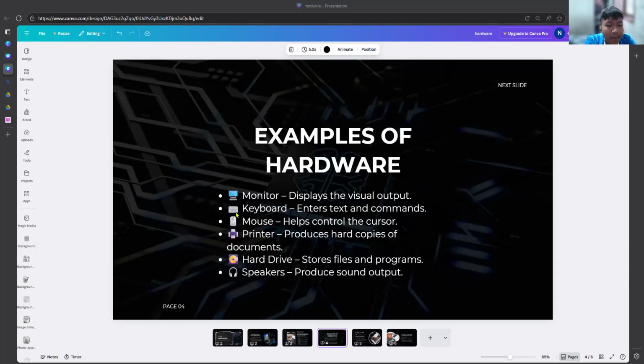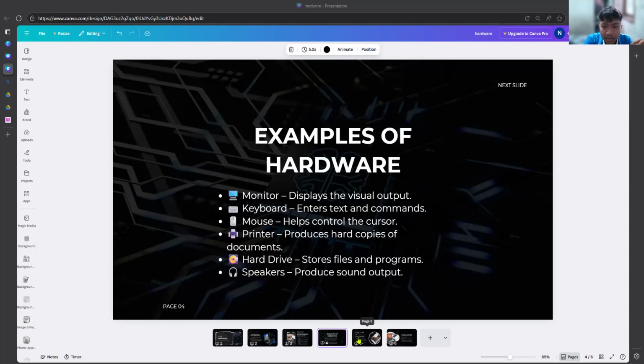For the next slide, examples of hardware. Here are some common examples of hardware. A monitor for displaying information, a keyboard and mouse for input, a printer for producing documents, and speaker for sound output. All of these are examples of devices that we use every day when we work with computer.